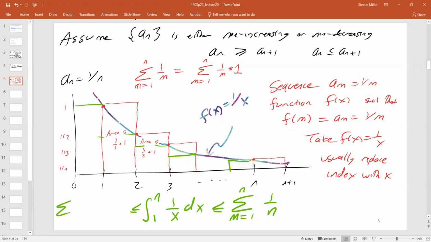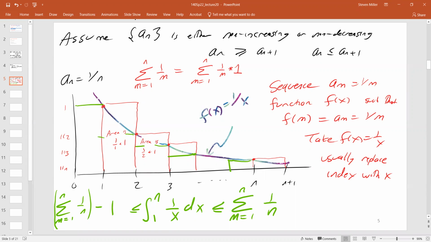Now, if I look the other way, it's going to be the sum, m goes from 1 to n of 1 over m, minus the first term. Because when I'm looking at what's going to the left, the area under my curve is greater than everything, but I didn't include that first box. So I have to remove that from my sum.